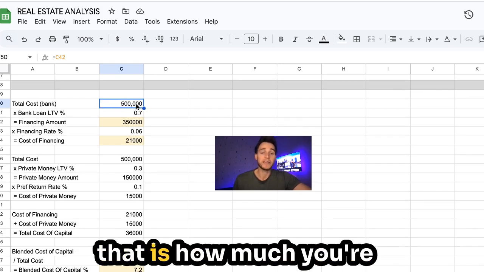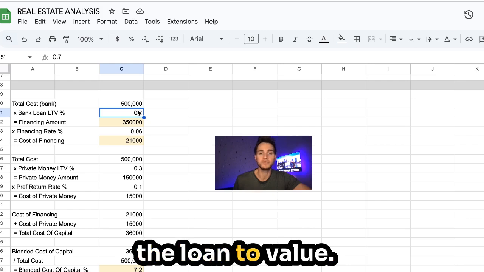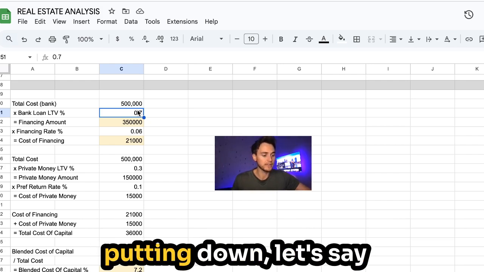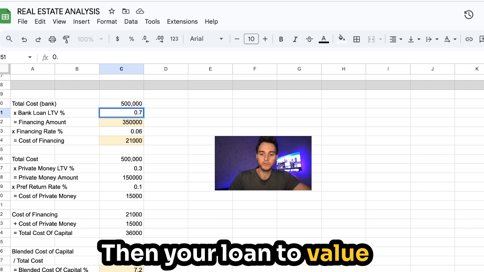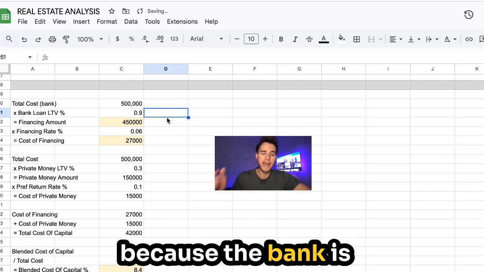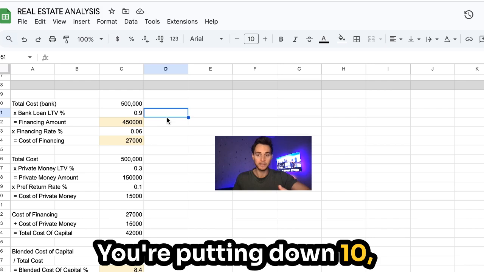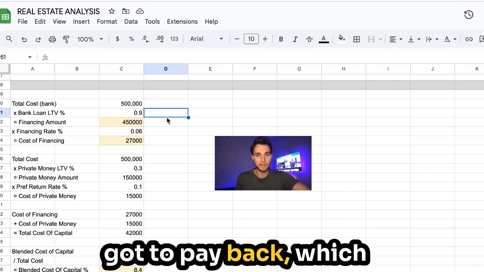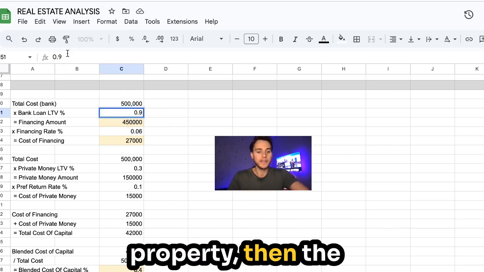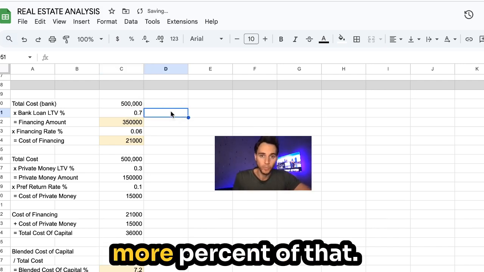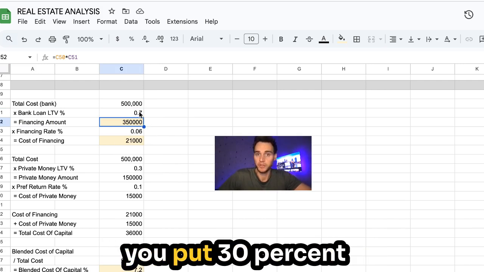So we have total cost. That's how much you're paying for the house. The next thing you're going to do is type in the percentage of the loan to value. So for instance, if you're putting down, let's say 10% on a property, then your loan to value would be 90% because the bank is loaning you 90% so that you can buy the house. You're putting down 10, they give you the other 90% that you got to pay back, which gives you your 100%. If you're putting 30% down on the property, then the bank is loaning you 70% of that. So the financing amount in this case would be $350,000, assuming you put 30% down.